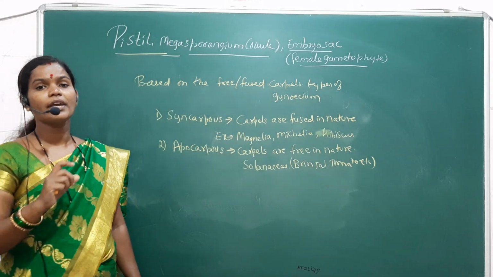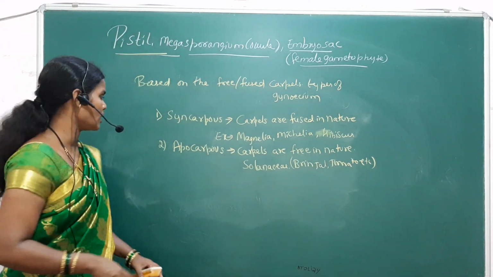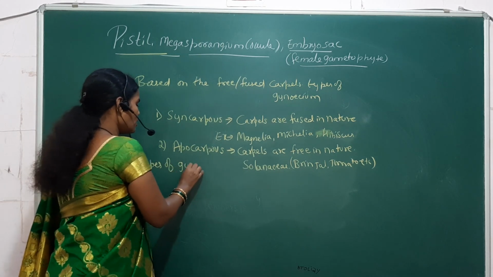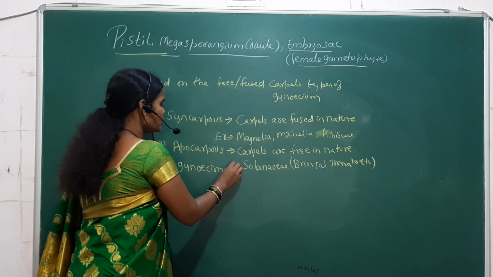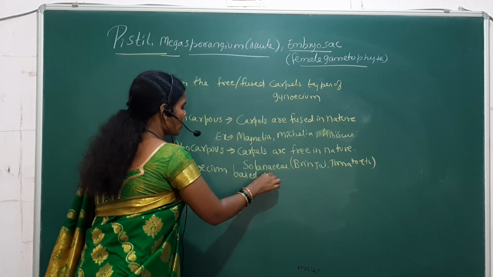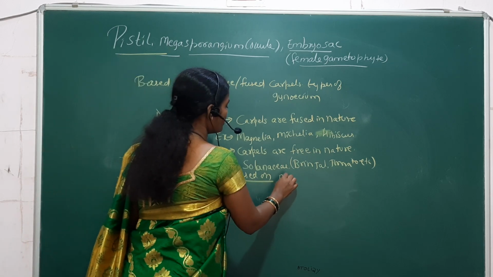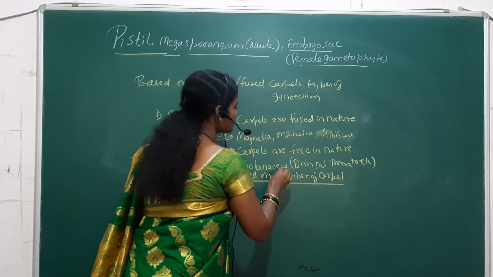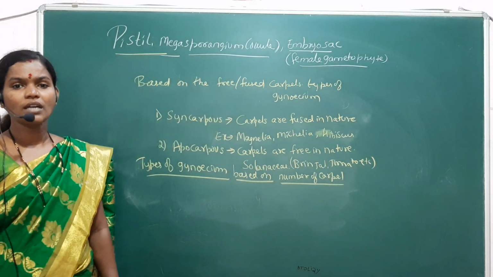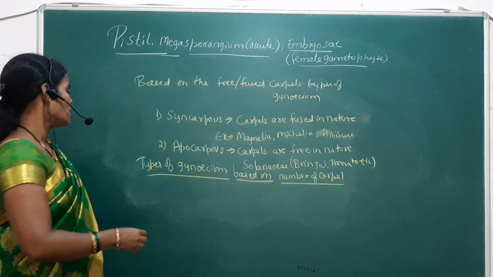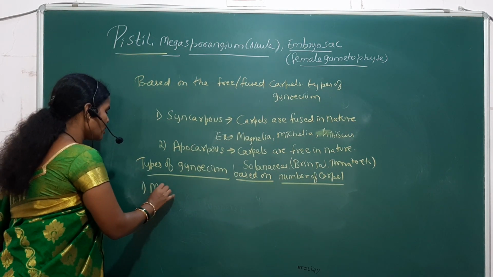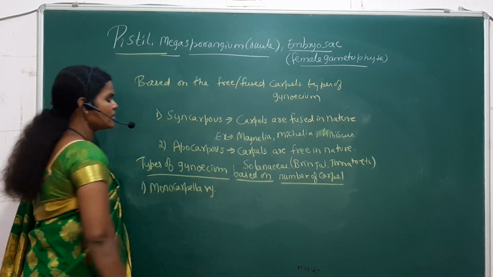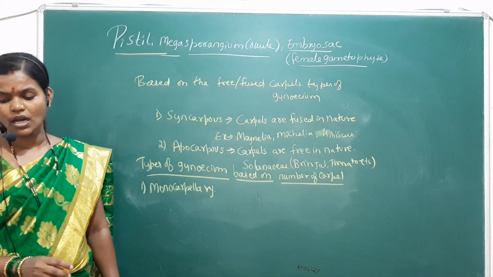Now, we are going to see the types of gynoecium based on the number of carpels. Next concept is types of gynoecium based on number of carpels. Now, if a single carpel is there in the gynoecium, it is called monocarpellary. If a single carpel is there, it is called monocarpellary.